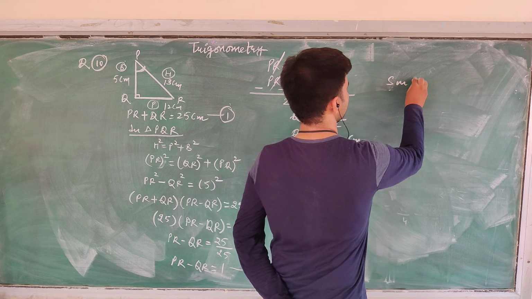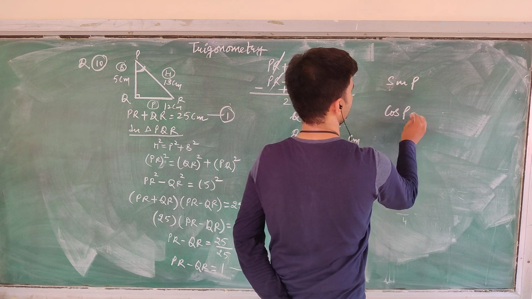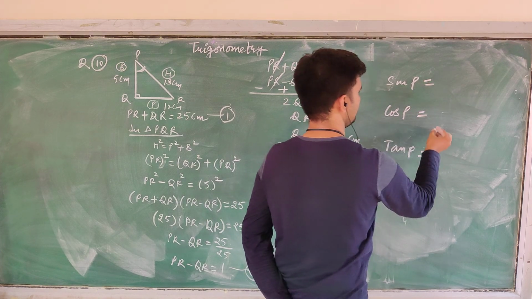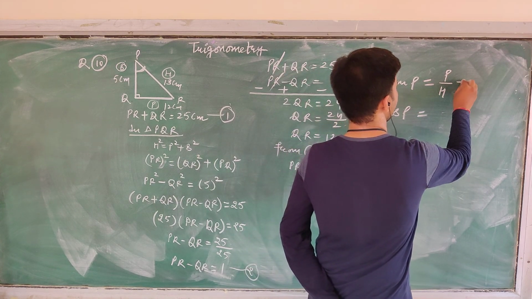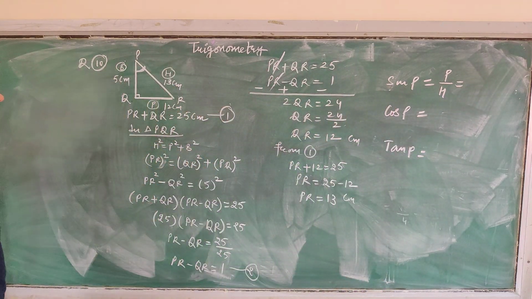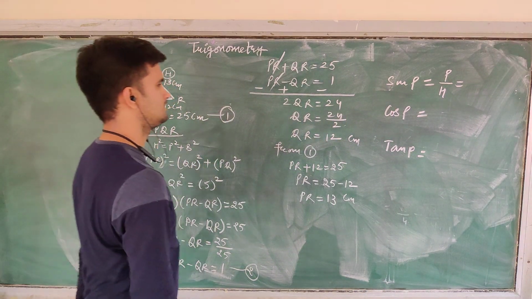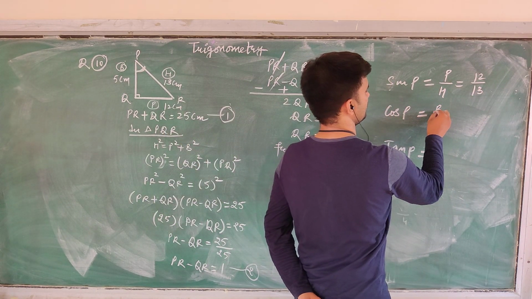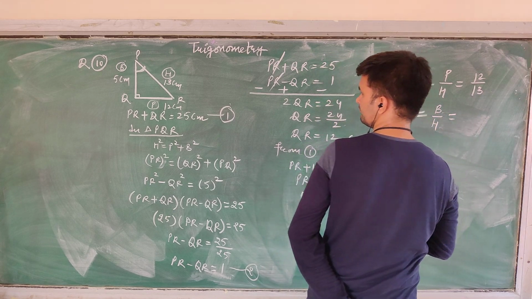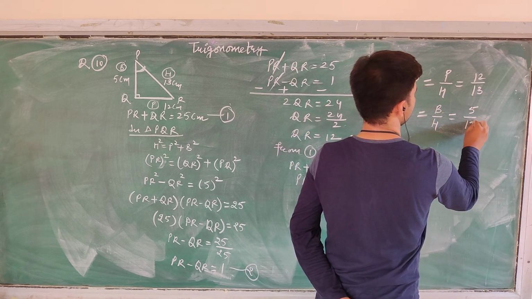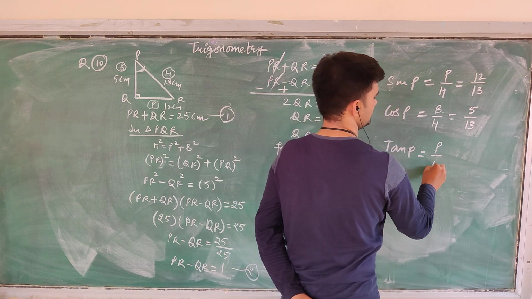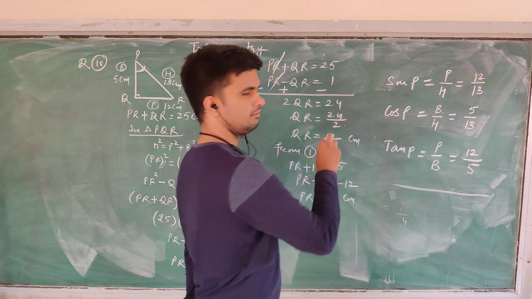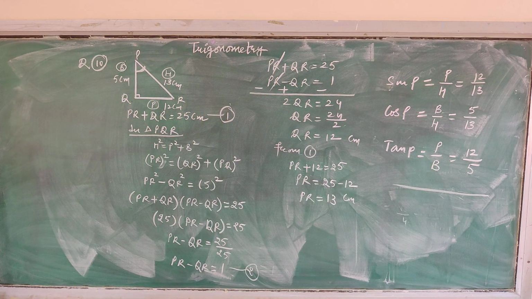Now what they ask from us? Find sin P, cos P and tan P. Now sin P is P by H. Now see what is P here? 12, H is 13. So it is 12 by 13. Cos P is B by H. It is 5 by 13. Tan P is P by B. So it is 12 by 5. This will be your answer.